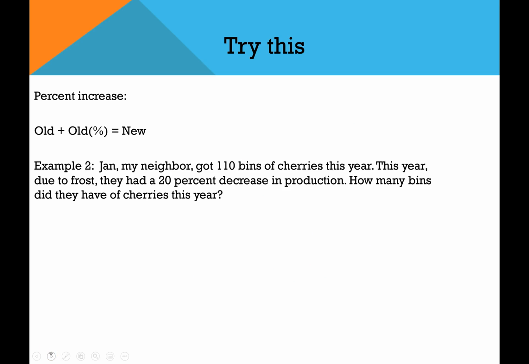Question number 2 is actually a true question. Jan, my neighbor, got 110 bins of cherries this year. This year, due to frost, they had a 20%.